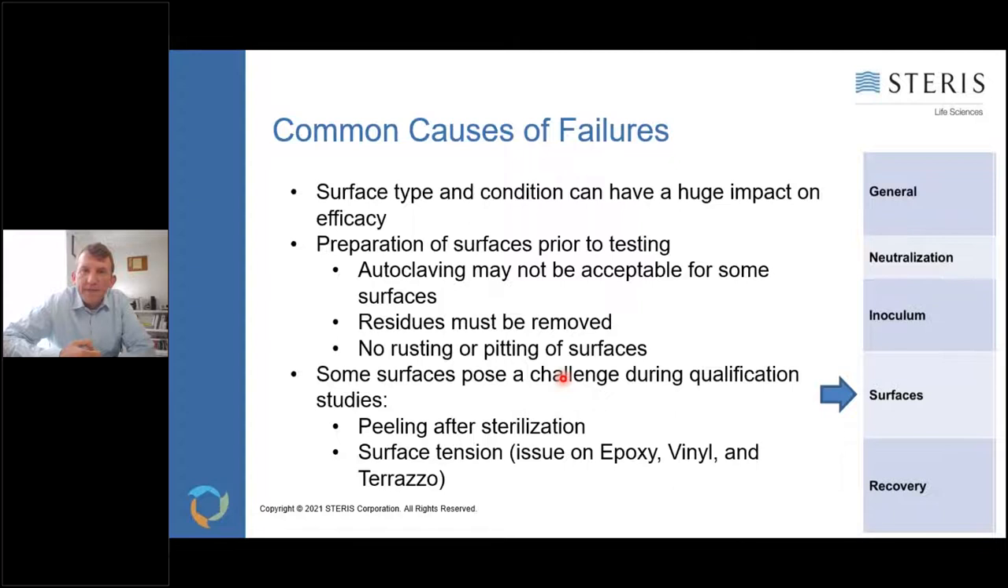Next slide. So talking more about some common causes of failures, I want to get into the surfaces, because surface type and surface condition obviously can have a huge impact on efficacy and on your experimental outcomes. When you're doing a time kill study, where you do have that 360 degrees, you don't have a surface, so it's not a concern. You're just putting microorganism into disinfectant and testing it in your tube. But for real value, you need to incorporate your hard surface. So you need to make sure your surfaces are right.